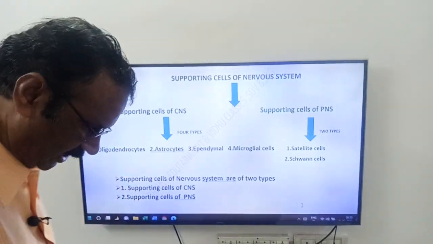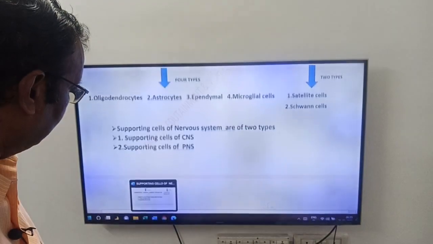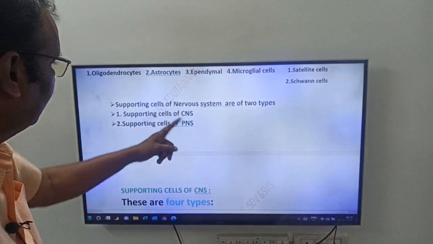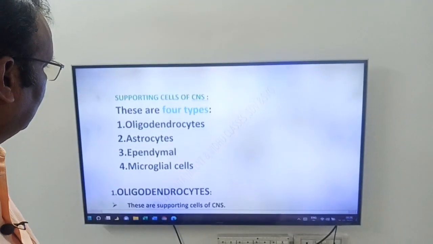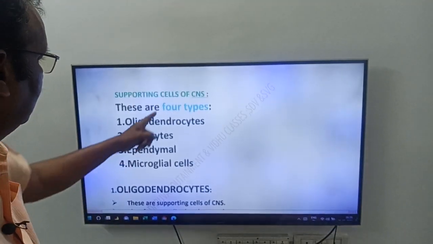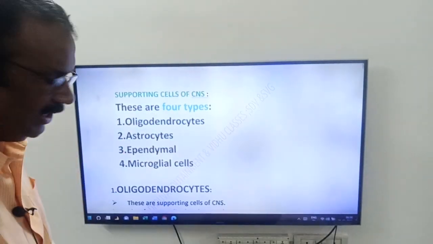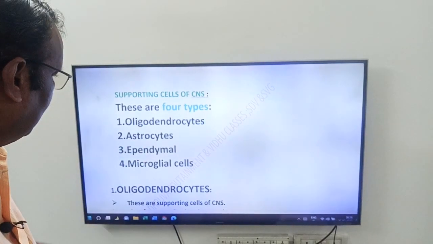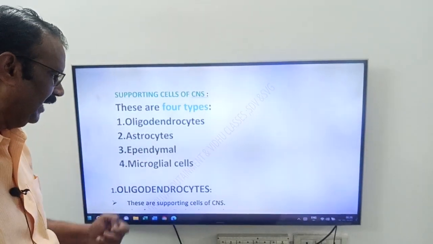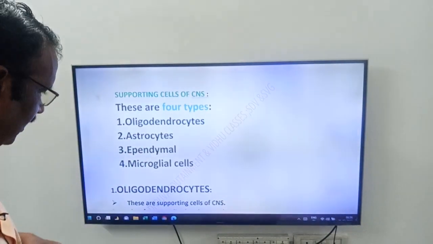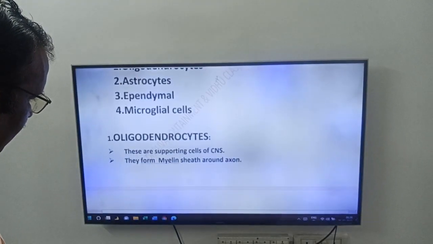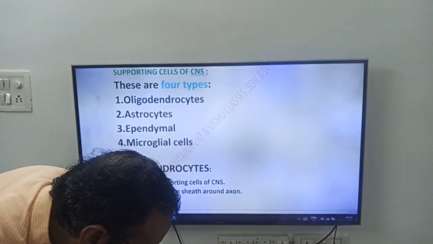Okay friends, now see: supporting cells of the nervous system are two types. Then supporting cells of the central nervous system, how many types are there? Four types, as I just told you: oligodendrocytes, astrocytes, ependymal cells and microglial cells. Now we'll see one by one, friends.